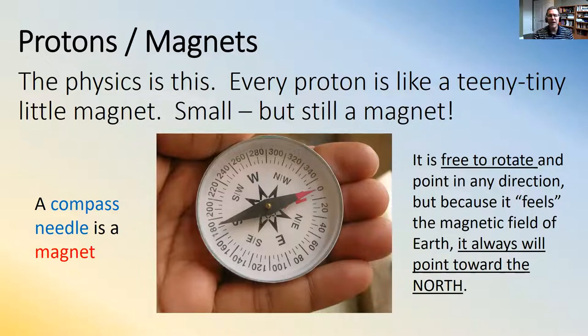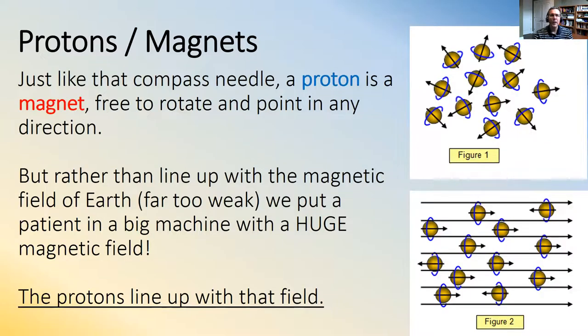All right, so that's how a magnet acts in a magnetic field. The protons do the exact same thing. Just like that compass needle, a proton is a magnet, and it's free to rotate and point in any direction it wants. So do you think that, much like the compass needle, the protons in your body line up with the Earth's magnetic field and all the protons in your body are pointing north? No, they don't. Why? Because the magnetic field of Earth is far too weak. In theory, they could. In theory, they should.